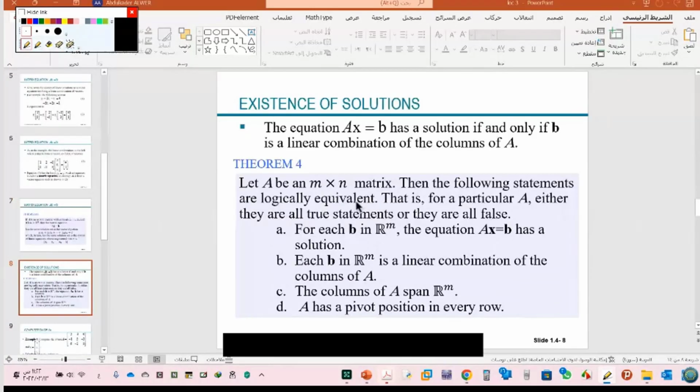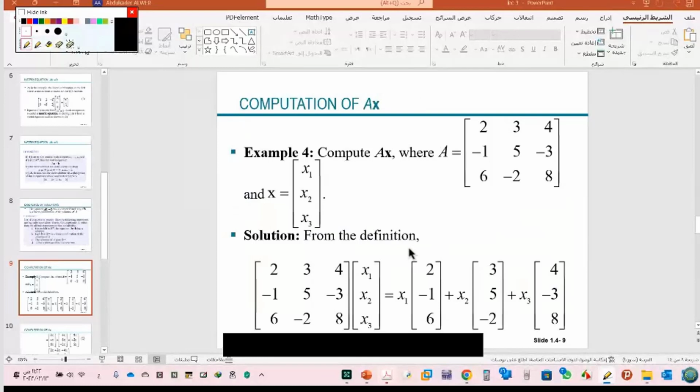Okay, this is about existence of a solution. Existence of solution means for each b we have either a solution and linear combination. If we have a solution, that means this vector should be a linear combination. I don't need this theorem in the exam. It is just an explanation about the meaning of linear combination and solution. That's when we have a solution for this one. How can we solve this one?